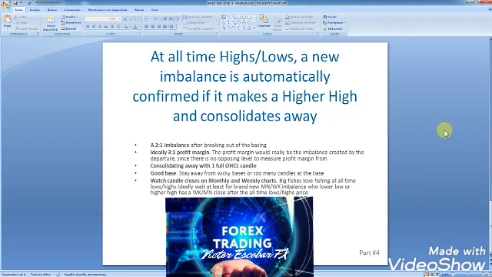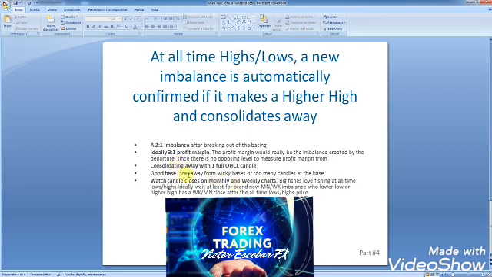But we also have many other odds enhancers that we have to use in order to validate and score a level, as seen in the lessons on how to score a level. So we need at least 2-to-1 imbalance, and the same applies after breaking of the basing. We need ideally 3-to-1 profit margin. The profit margin here is tricky because it could really be the imbalance created by the departure of that new level, okay? Because there is no opposing area to measure it from.